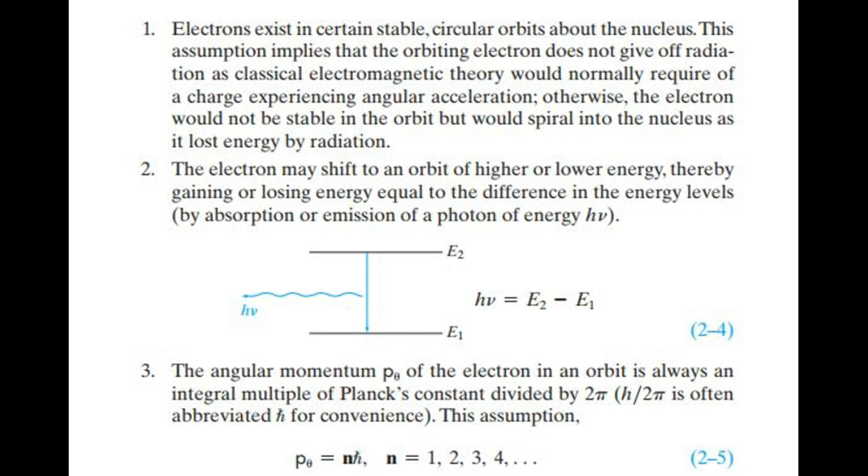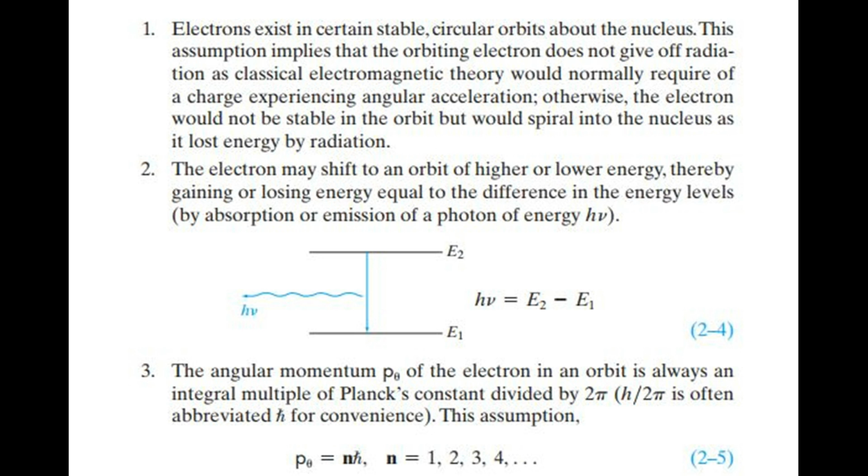This assumption implies that the orbiting electron does not give off radiation as classical electromagnetic theory would normally require of a charge experiencing angular acceleration. Otherwise, the electron would not be stable in the orbit but would spiral into the nucleus as it lost energy by radiation.